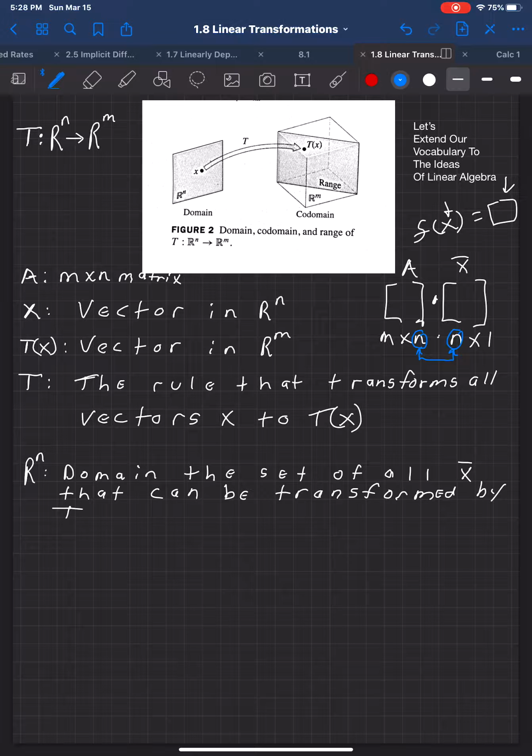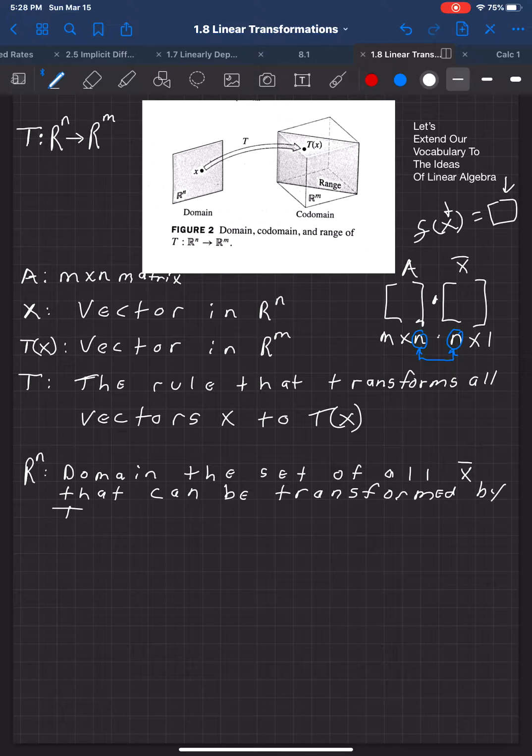Just like when I had f of x is equal to 3 over x, x was not within the domain of our function, right? In the same way, if the columns of A don't match the rows of x, you don't have the structure to multiply. So that's a way we can think about the domain.